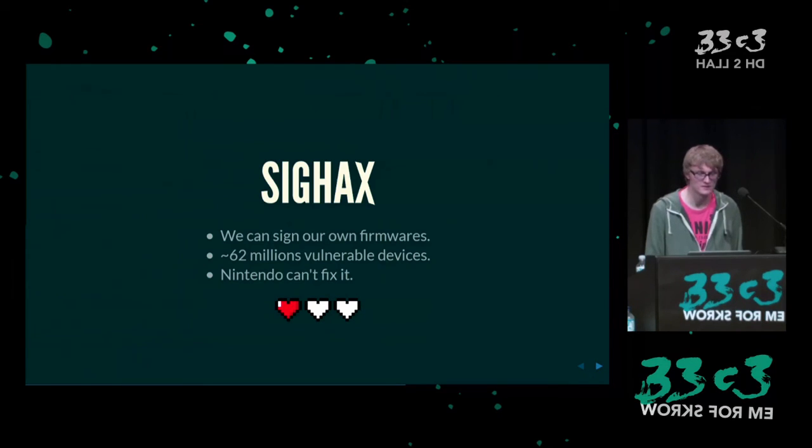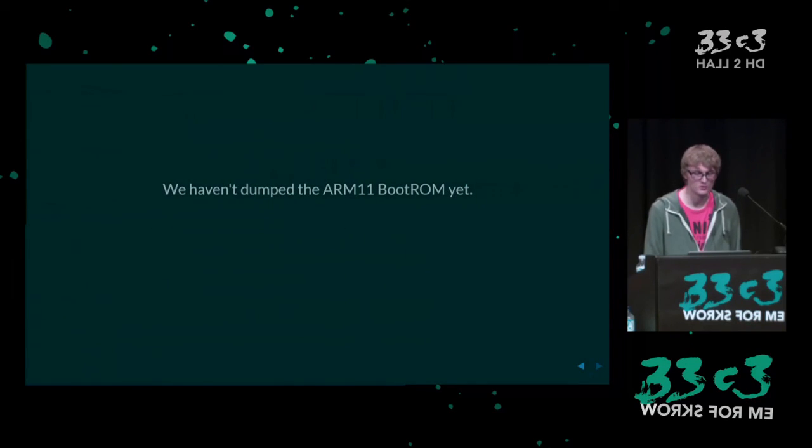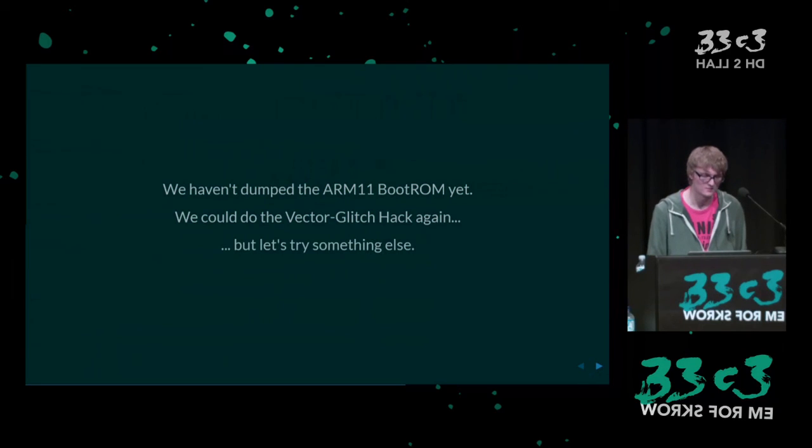What we haven't done yet is dump the ARM11 boot ROM. It's probably not really interesting, but for the sake of completeness, we would like to get it. And in theory, we can just do a vector glitch hack again, because it has the same flaw. But now that we can sign our own firmwares, let's try something else.